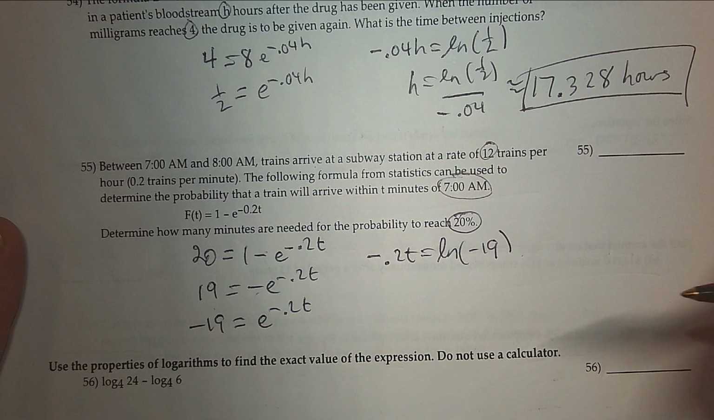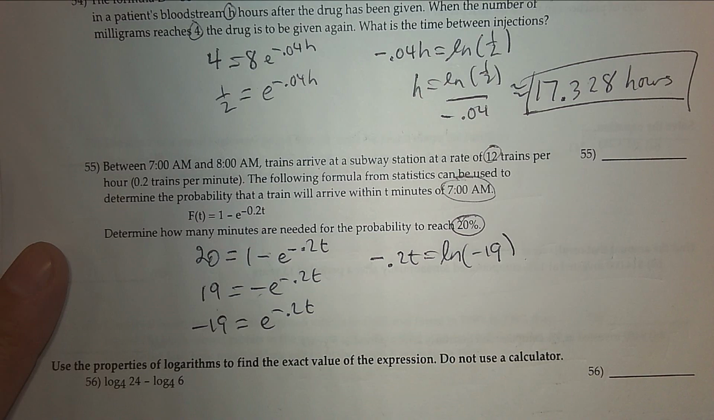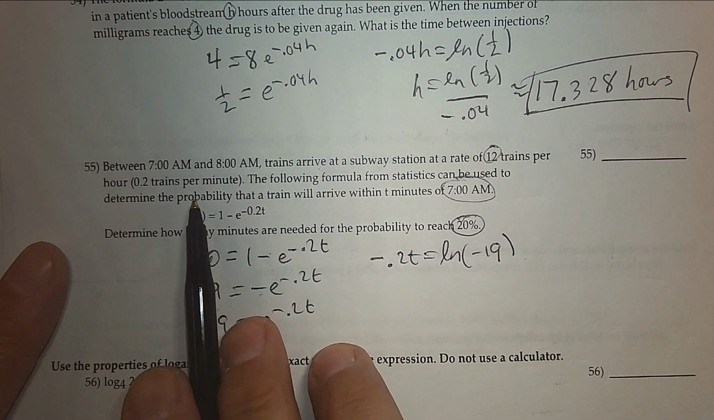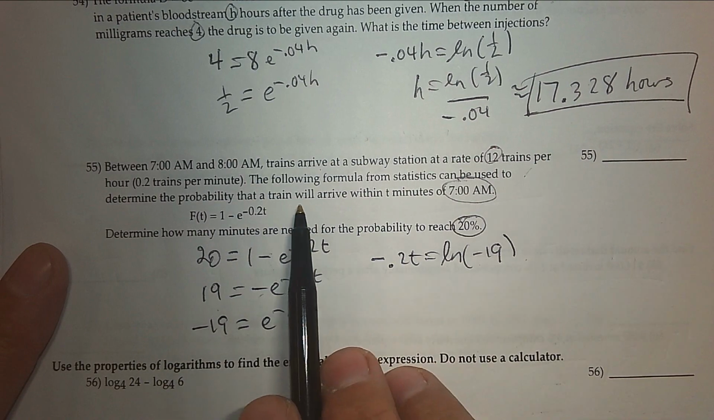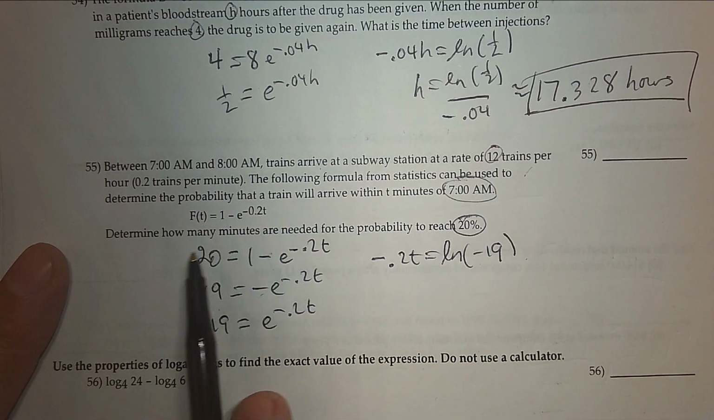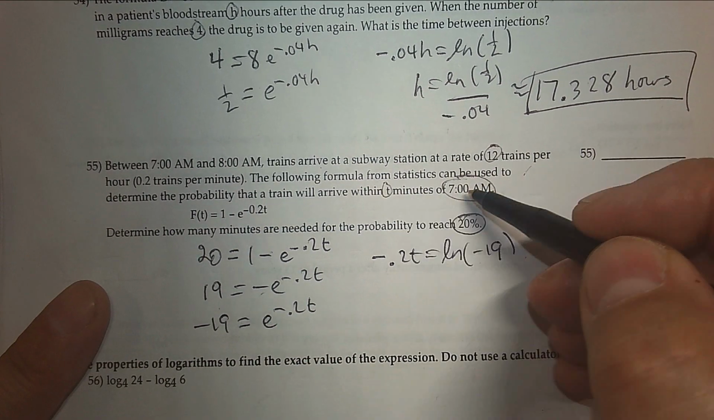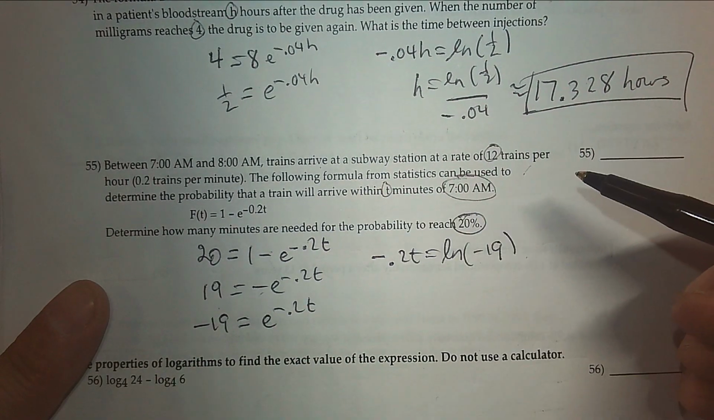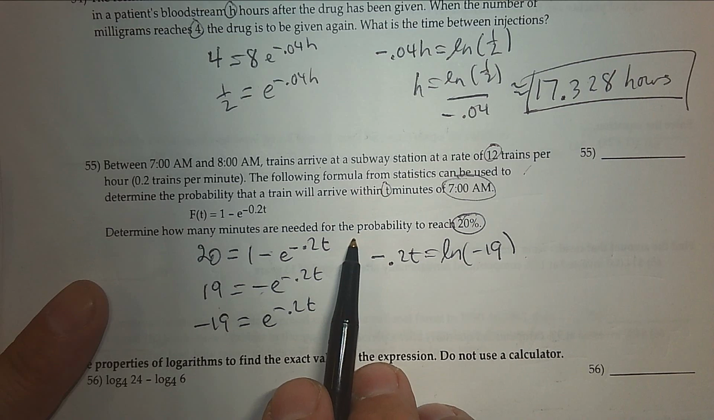So let me look again. A train arrives at 12. The following formula can be used to determine the probability that a train arrives within t minutes. How many minutes are needed for the probability to reach 20%?